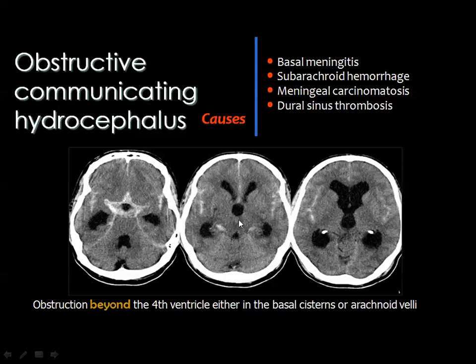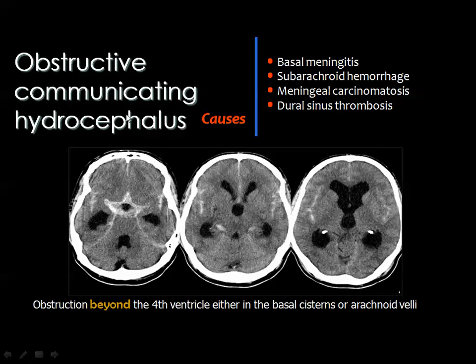Then this is an example of subarachnoid hemorrhage, and you see the hyperdense blood in the suprasellar cistern and in the sylvian fissures, and you can appreciate the degree of dilatation of all ventricles, the fourth, the third, and the lateral ventricles.